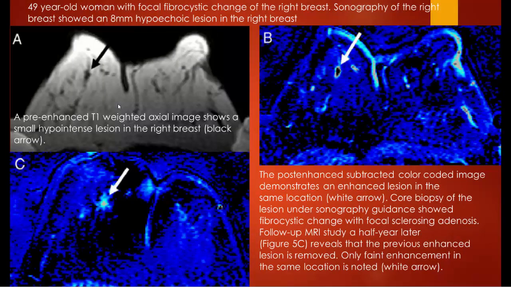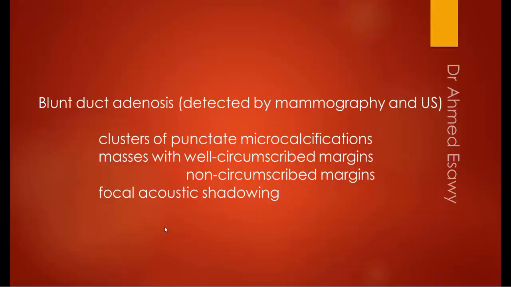This is an old woman with focal fibrocystic change of the right breast. Sonography of the breast shows an 8 mm hypoechoic lesion, and post-contrast shows an enhanced lesion in the same location. Biopsy done shows fibrocystic change with focal sclerosing adenosis. MRI of this study later reveals that the previous enhanced lesion is removed. Only this enhancement is the same lesion.